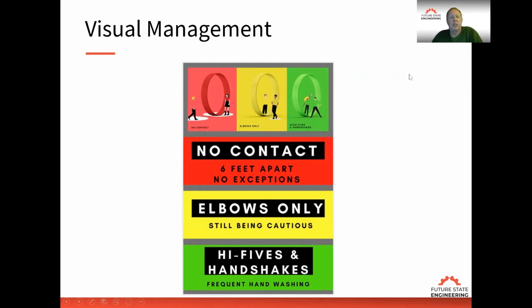If I'm wearing a red wristband and someone is within 6 feet of me, then I can see that as an abnormal condition. So this is a great example of how visual management is being used in some companies today to have communication without verbal communication, just visual management.